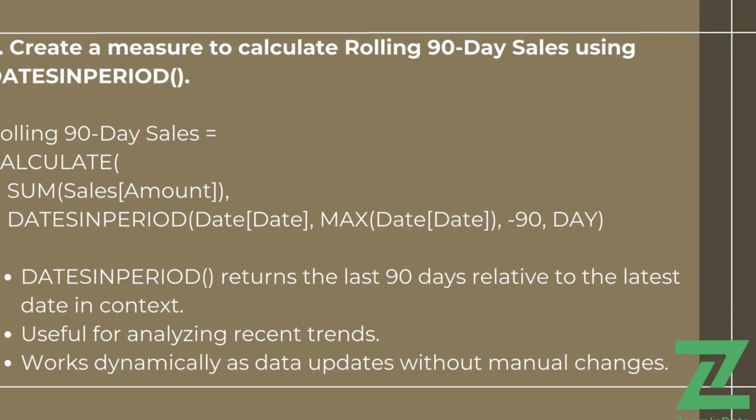Seventh question. Create a measure to calculate rolling 90-day sales using dates in period. Rolling 90-day sales is equal to calculate sum, sales, amount, dates in period, date, max, date, -90, day. Dates in period returns the last 90 days relative to the latest date in context. Useful for analyzing recent trends. Works dynamically as data updates without manual changes.